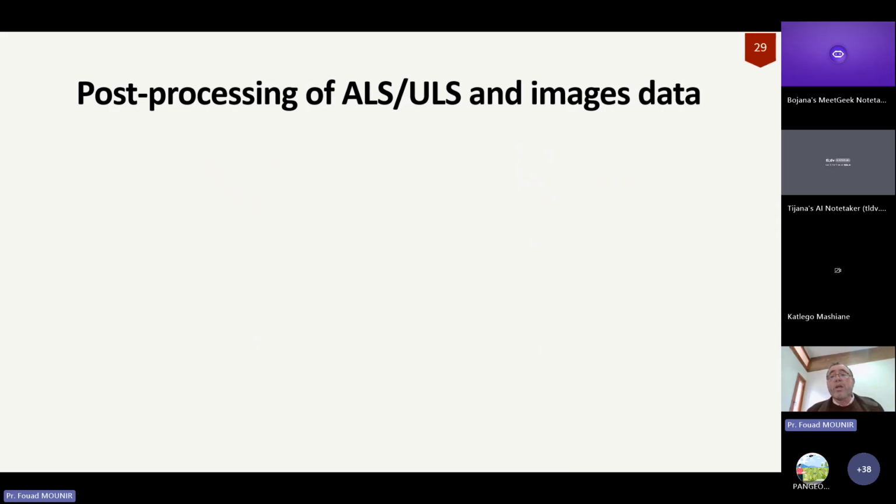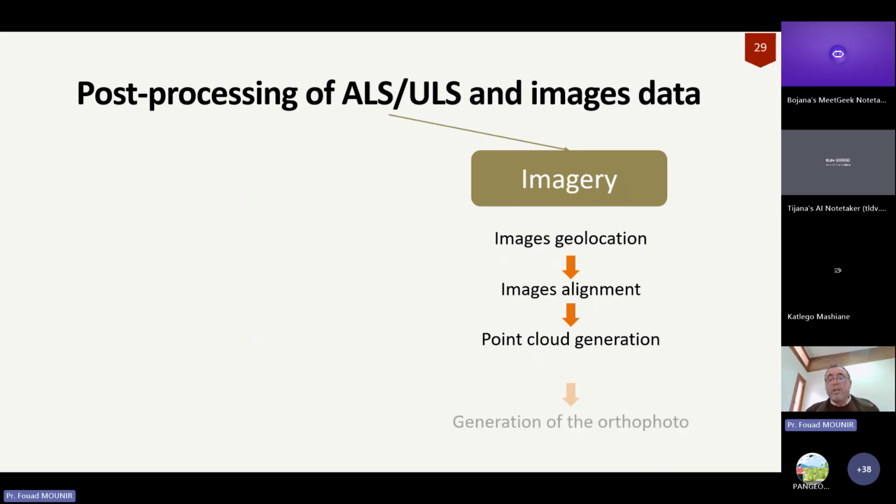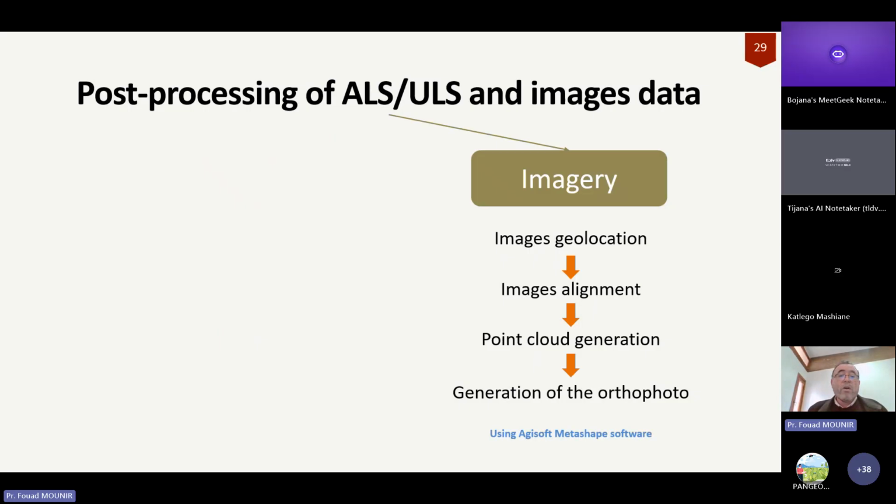Pre-processing of ULS imagery was done. First, we did geolocalization of the images. Then we did the alignment of the ULS data, and then point cloud generation based on the images that have been taken with the camera, and the generation of orthophoto. All of this was done using the Agisoft Metashape software.